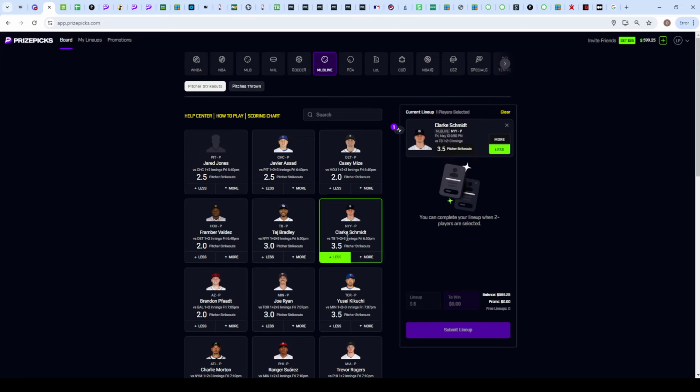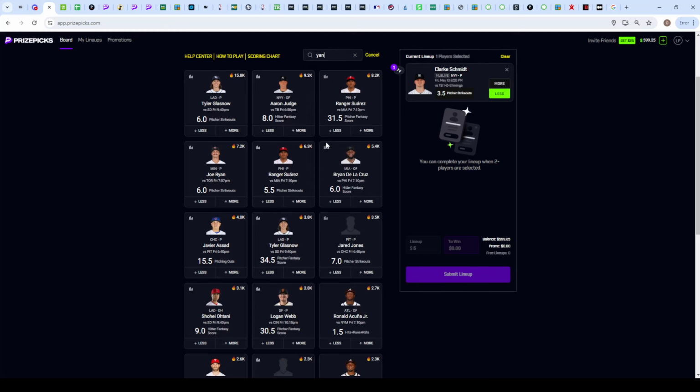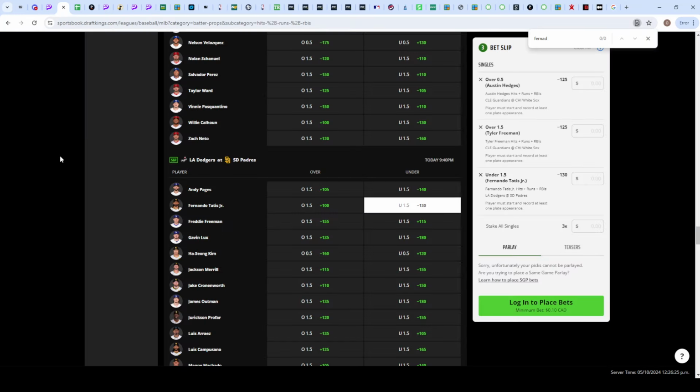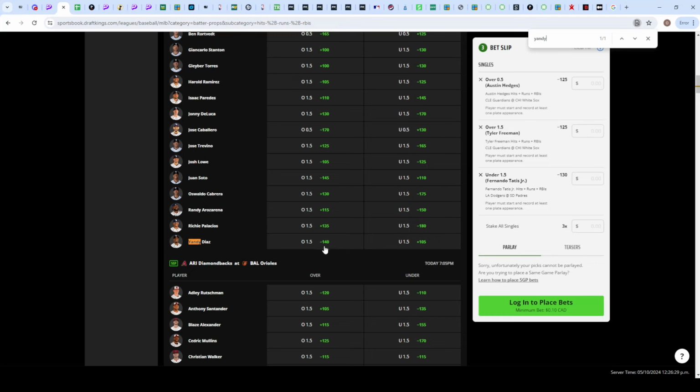The first pick we're going with is Clark on his under 3.5 pitcher strikeouts. It's Yankees versus Tampa, so you could already see where this is going. I'm going to be taking overs on all the Tampa players. So the first player I'm going with is Yandy Diaz on his over 1.5 hits, runs, RBIs. Let's check the juice on Yandy right away. He has heavy juice towards that over at minus 140. You love to see it.